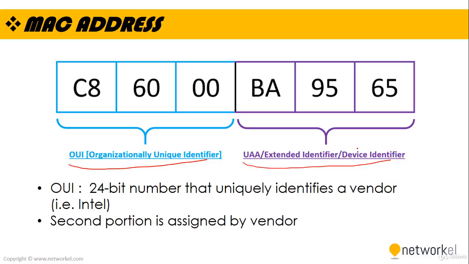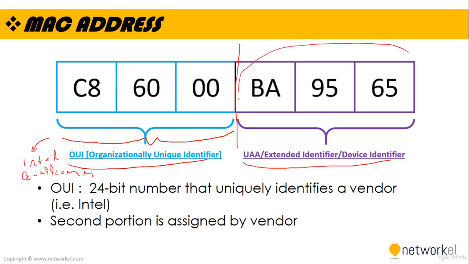The second portion is the UAA, or Extended Device Identifier. This is a number unique to the vendor. For example, let's say that this first portion is unique to, for example, maybe Intel, maybe Qualcomm. Then the MAC addresses that Intel or Qualcomm manufacture finish with the arbitrary numbers that Intel or Qualcomm assigns.